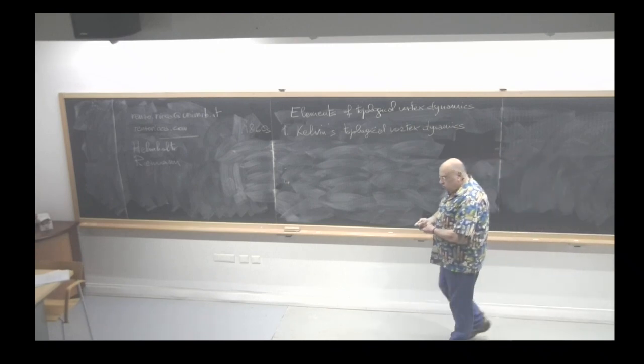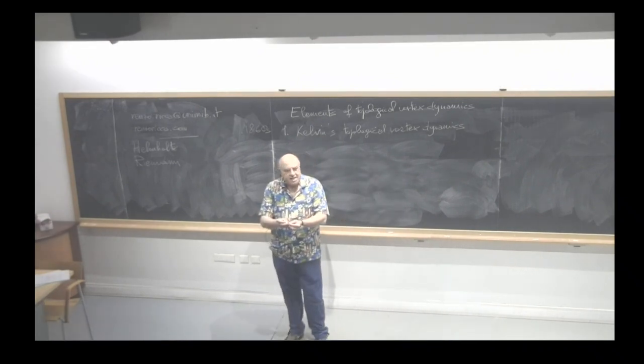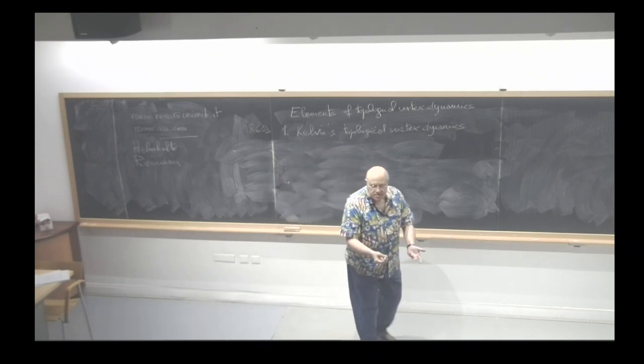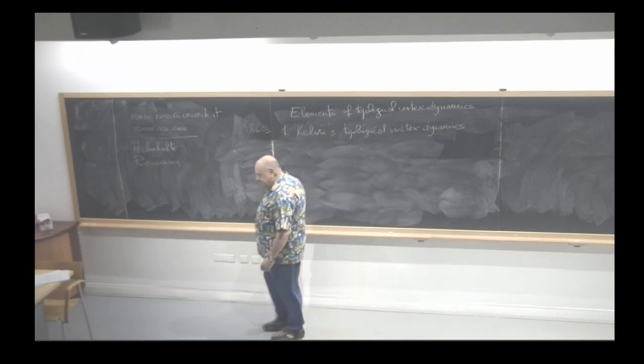But the fact that these objects were permanent once created, permanent in an ideal fluid, gave exactly the idea that Kelvin used, thinking of these vortices as very tiny microscopic atoms. Why did he want to do that? Well, because he had a problem.